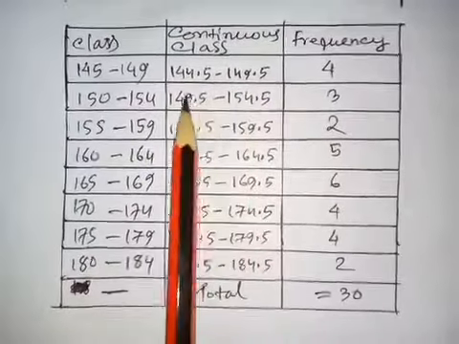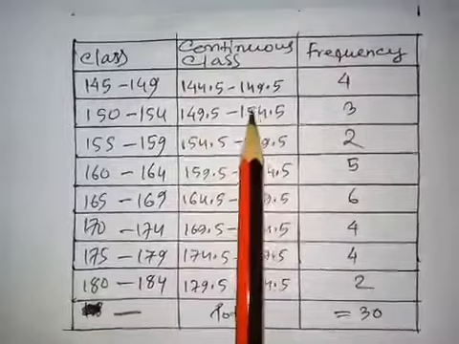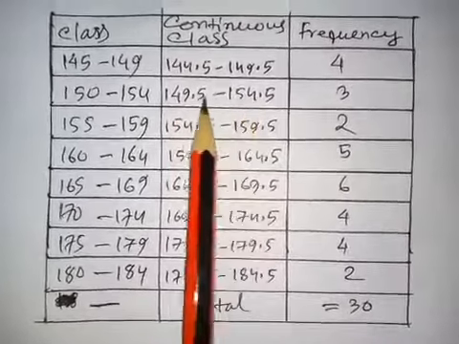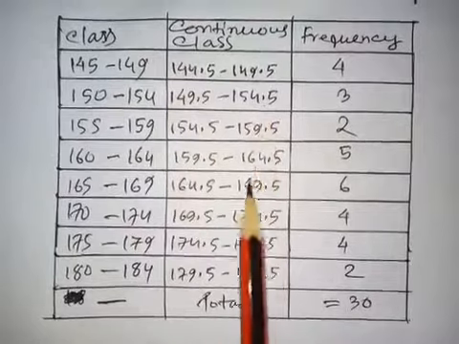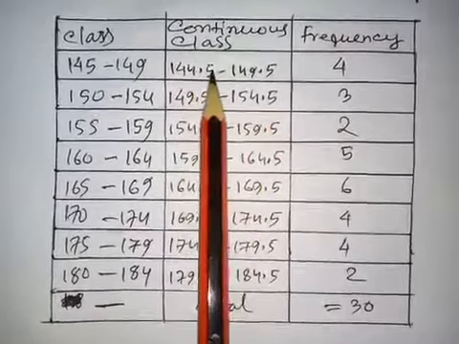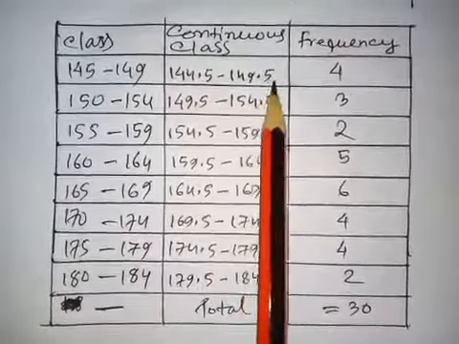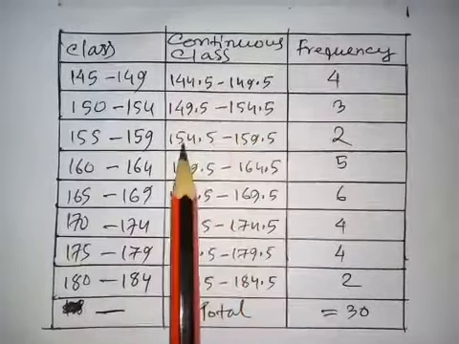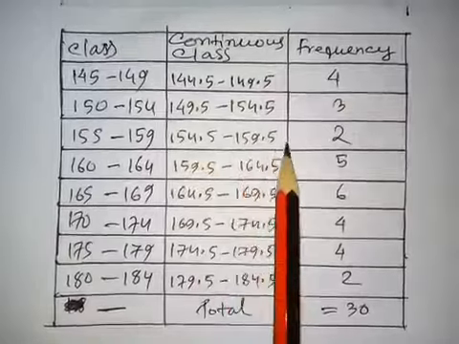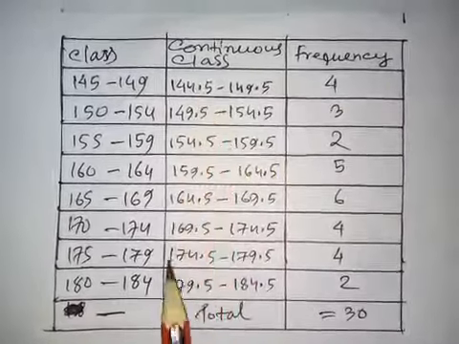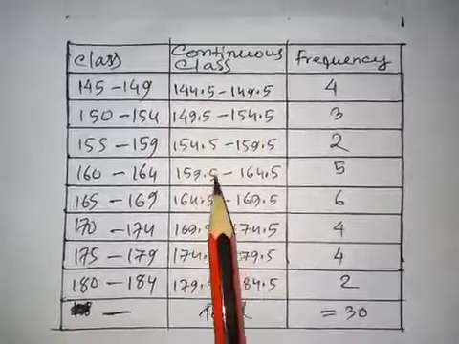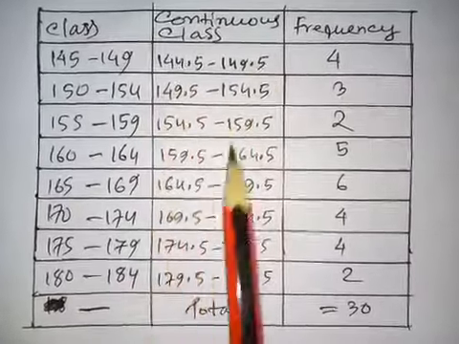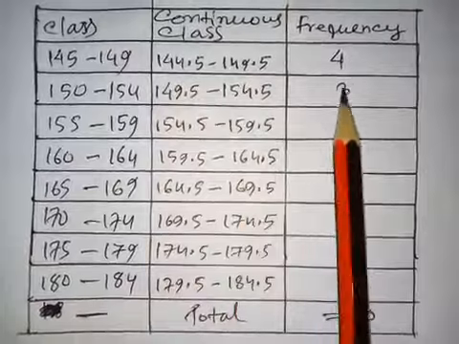So like this, for each and every class, the lower limit decreases by 0.5 and the upper limit increases by 0.5. Then you look, all the classes will be continuous: 144.5, 149.5, 149.5, 154.5, then 154.5 to 159.5. Like this way, if you check the lower limit and upper limit, everything will be continuous. The classes are continuous, the limits are also continuous, and the frequency will be the same.